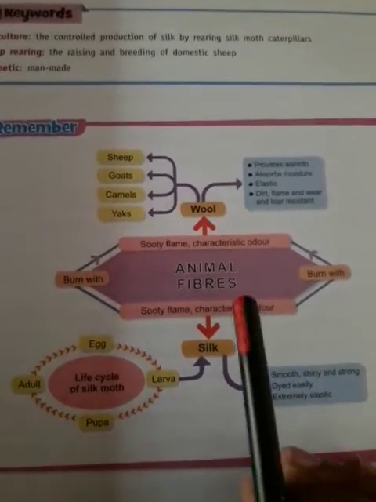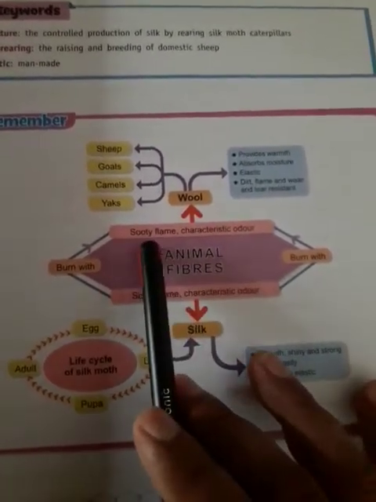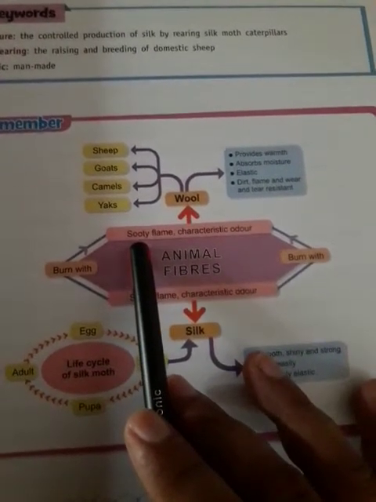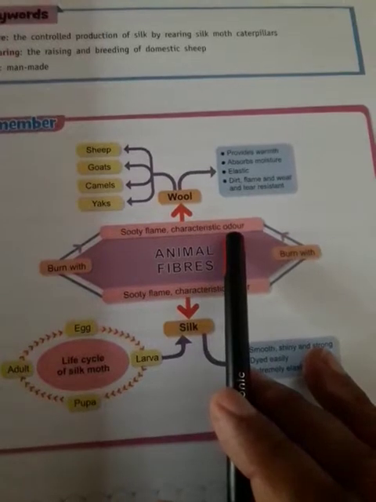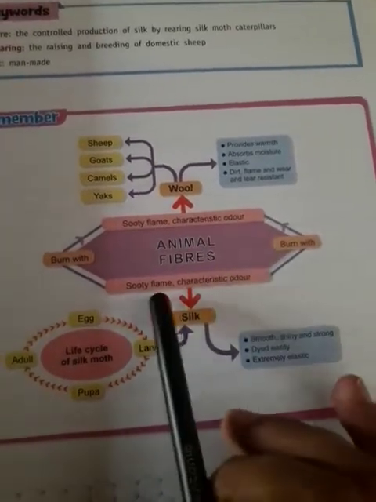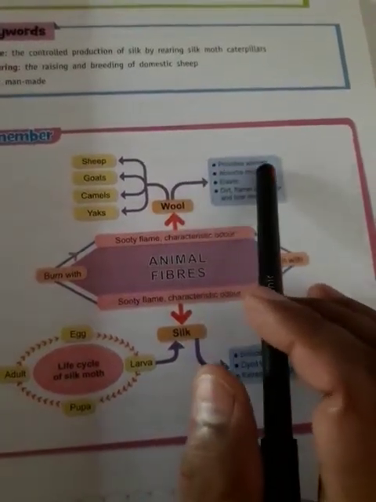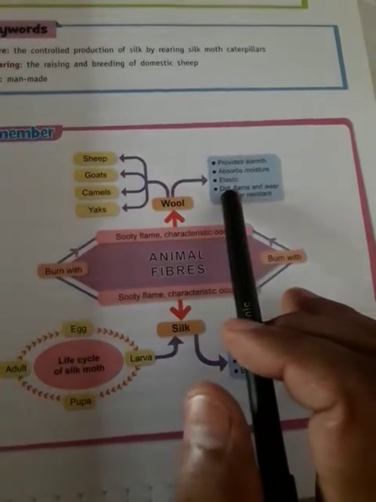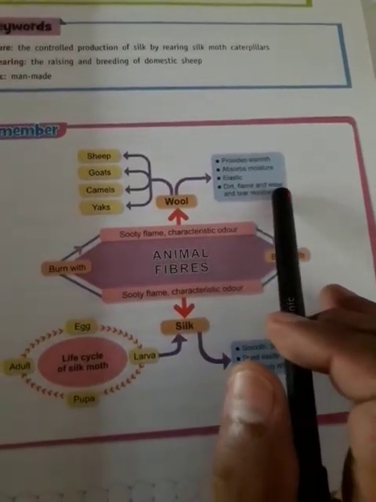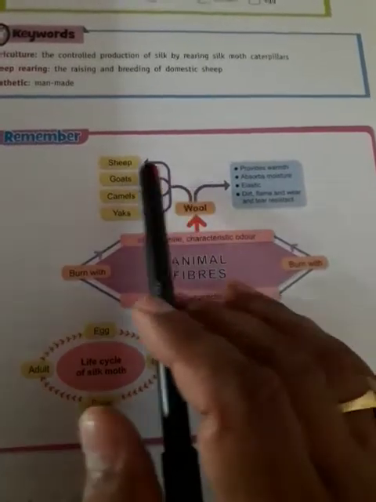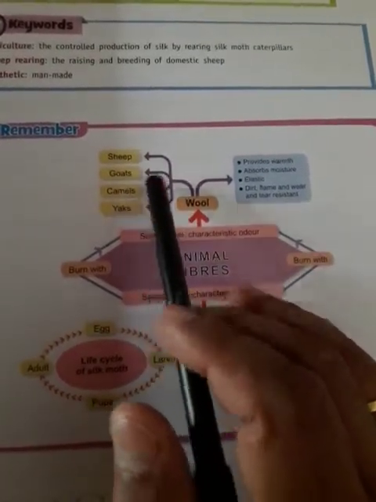Here is the silk yarn and silk thread. You have seen animal fibers and their characteristics: sooty flame and characteristic odor. Wool provides warmth, absorbs moisture, is elastic, and is resistant to dirt, flame, and wear and tear. Here, sheep, goat, camel, and yak are examples of wool.